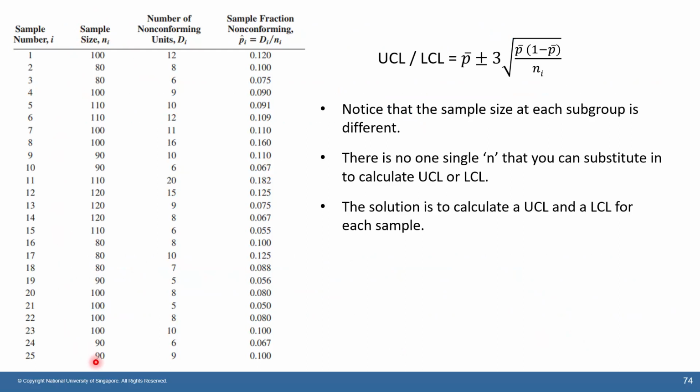So you see, each time round, the number of bags that they produce is different, and they are doing 100% sampling. And over here, this is the number of non-conforming units, meaning the number of bags that don't meet the 25 kg limit. So you'll find that it is not possible to find one single n to substitute into this equation, because the n varies. That means each sample will have its own individual UCL and LCL.